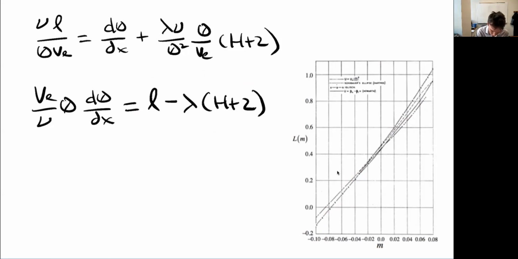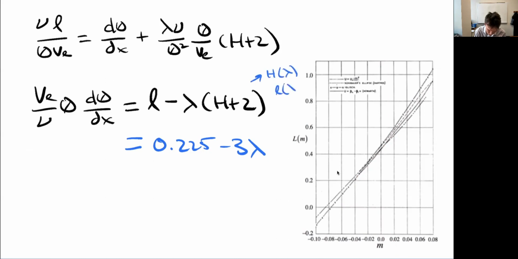And so this is a data fit now. And based on that fit, we saw this right-hand side was about 0.225 minus 3 times lambda. And we notice again that it's linear, so it seems to depend only on lambda. And what that suggests then, right, is that H must just be a function of lambda and L must just be a function of lambda. So that'll be important later. But for now, we've got an expression that we can use.